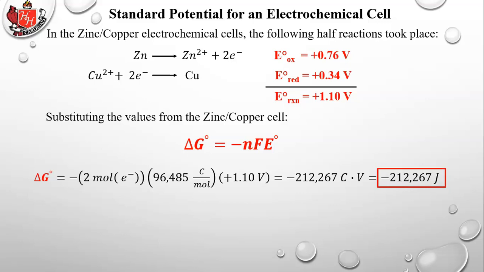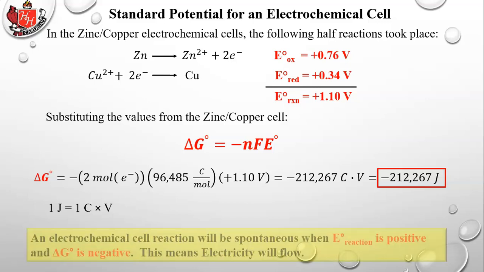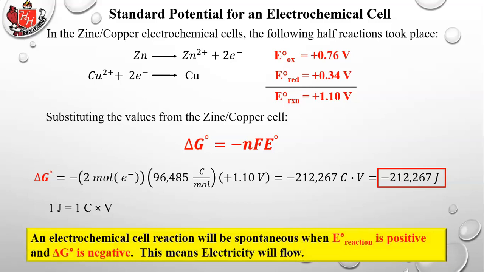So there's that number. And I'm just making that note that 1 joule equals 1 Coulomb volt. So an electrochemical cell reaction will be spontaneous when the standard potential of the reaction is positive and the delta G is negative. And we see both of those things here. This means electricity will flow.